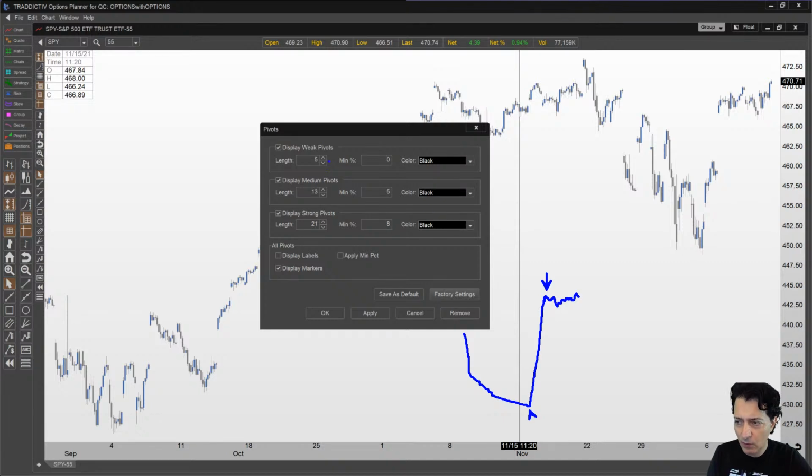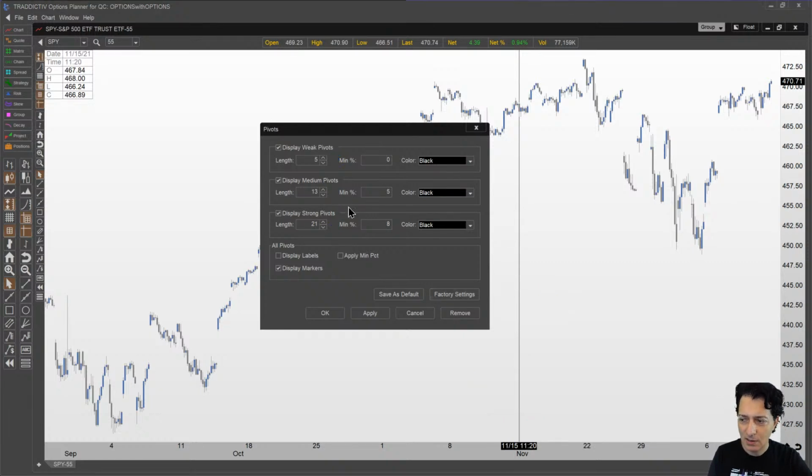So by default, the platform comes with a series of settings. The settings I prefer, I guess you're not surprised, is 5, 13, 21. Why? It's fib numbers. It's kind of like from 5 to 13 you have 8, from 13 to 21 you have 8. So it's, I would say, a fair way on how to separate those definitions of weak, medium, and strong, because it's the same amount of candles in between. But again, this is just my take on that.